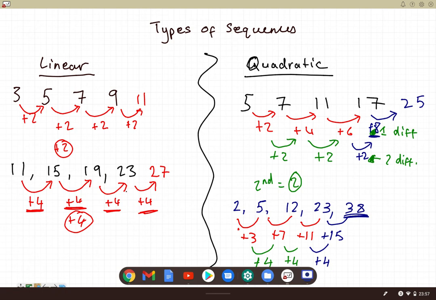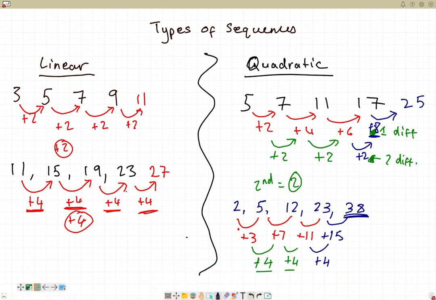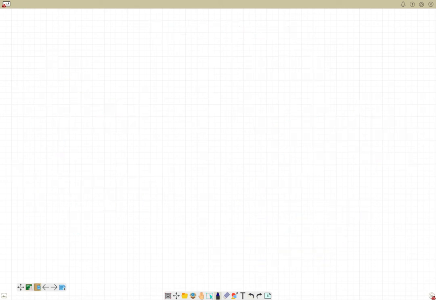Now, the remaining two sequences that you need to know about, so make sure, guys, you pause the video, take notes, make sure you understand this section, and then move on to the next section that I'm going to talk about. Okay, so the next sequence that you need to know about is geometric sequences.